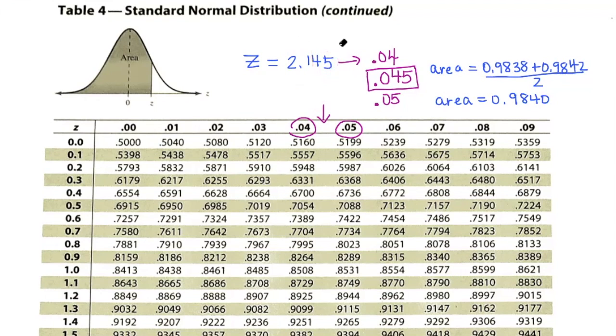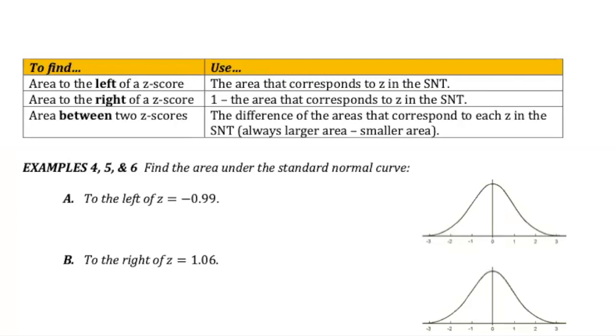So that's how you deal with the situation when your z-score doesn't just have two decimal places to the nearest hundredth, but actually goes to the thousandth. You're going to want to find the value in between two columns. So that was a basic introduction as to how to read the standard normal table.